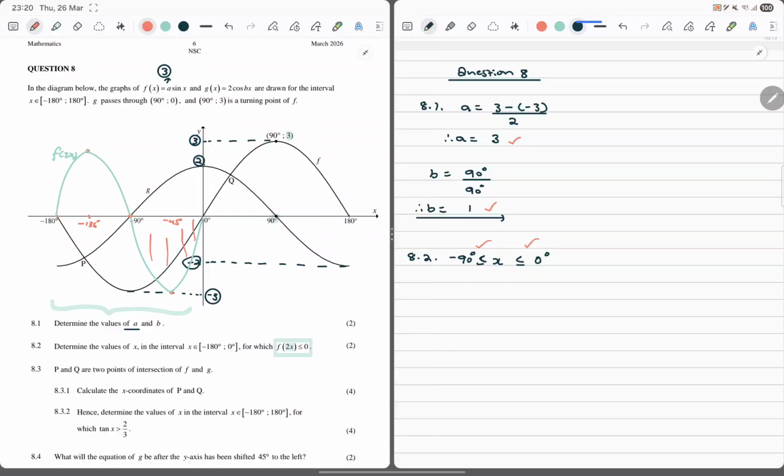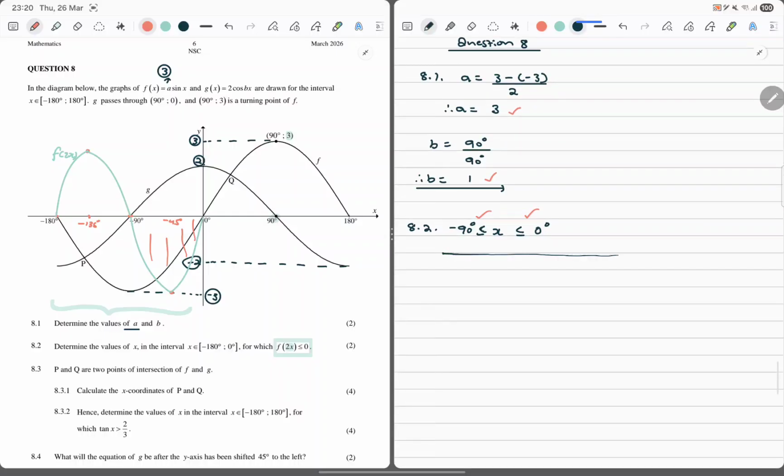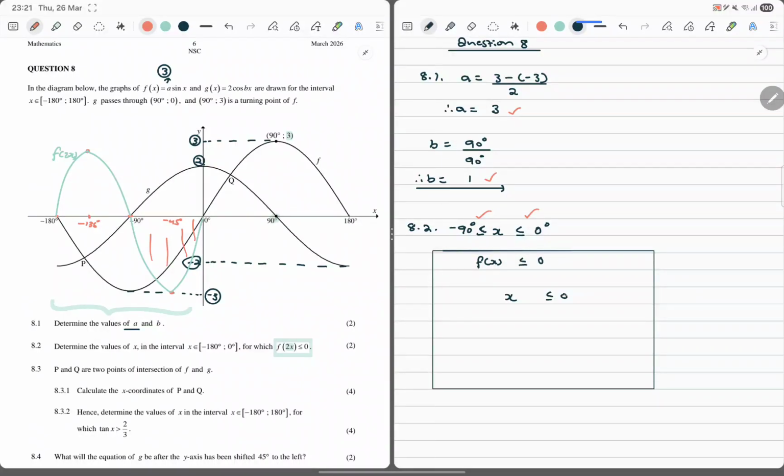Nice and easy. Now, for those of you who probably wouldn't think of the graph, but you want to use your logic as much as possible, you will just write the original. When is f of x less than or equal to 0? We write this is going to be x less than or equal to 0, but greater than or equal to -180.